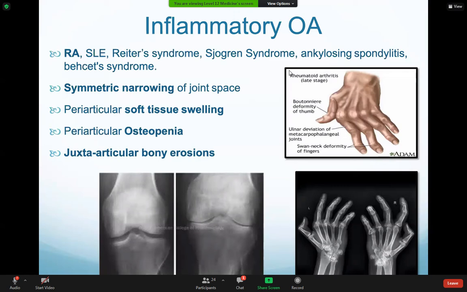Now moving on to inflammatory arthritis, such as rheumatoid arthritis, systemic lupus erythematosus, Reiter's syndrome, Sjogren's syndrome, ankylosing spondylitis, and Behçet's syndrome. It's usually a symmetric narrowing of the joint space. Periarticular soft tissue swelling happens. Periarticular osteopenia, so the bone adjacent to the joint becomes osteopenic. And there are usually juxta-articular bony erosions. Juxta-articular means next to the joint.